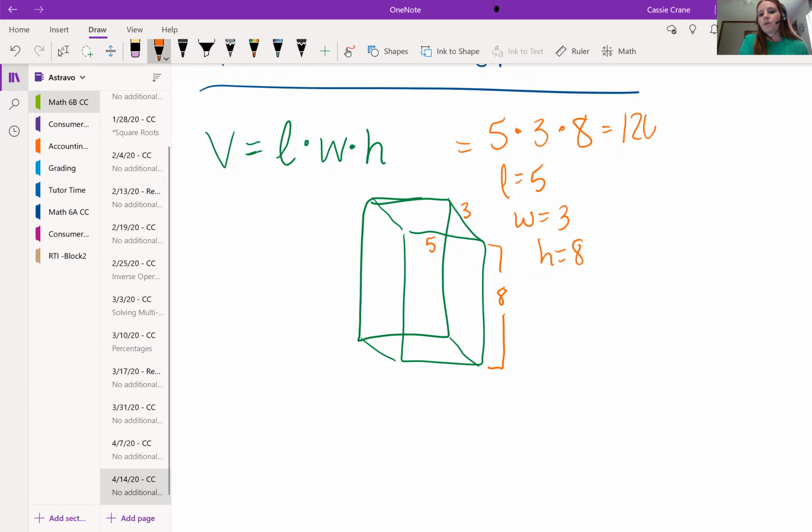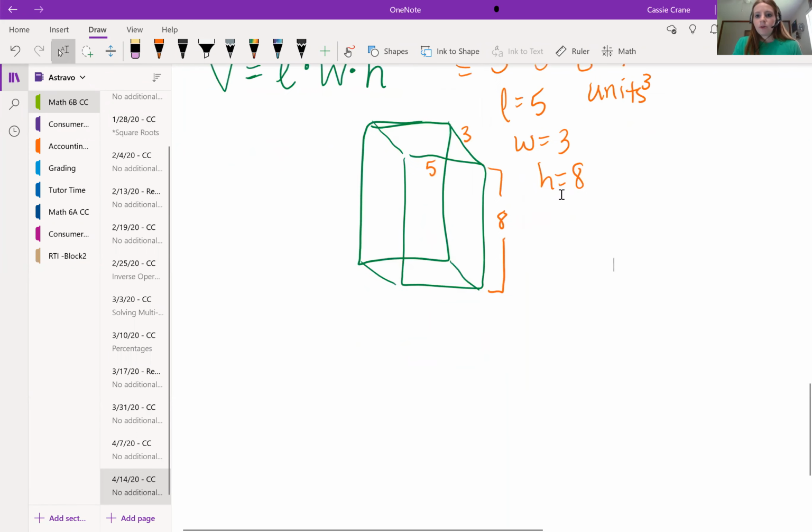And I like how some of y'all in your answers gave me cubic units. That's awesome. Since I didn't give you the units, you don't know if it's inches or centimeters, so you would just say units, but they are cubed because it was 3 units multiplied. So 5 units times 3 units times 8 units, units, units, units. So it's cubic units. Good job. Okay, so that is the volume formula.